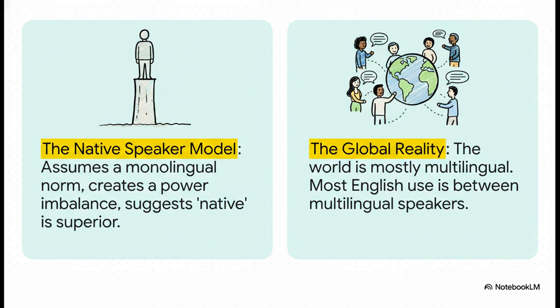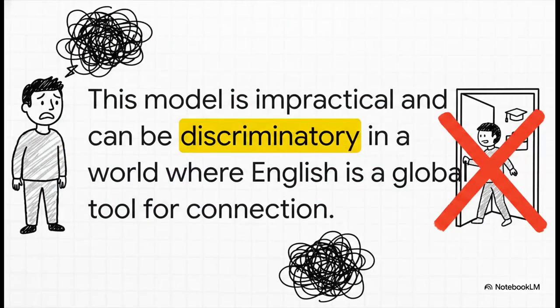But then, look at the right. That's the world today. Most of the planet is multilingual. And get this, most conversations in English are happening between multilingual speakers. The old model is a one-way street. Reality is a cooperative exchange. And here's the bottom line. Chasing this native ghost isn't just a waste of time, it can be actively harmful. It creates so much anxiety for learners, and it can lead to very real discrimination in jobs and in schools, all based on a really flawed idea of what good communication even is.